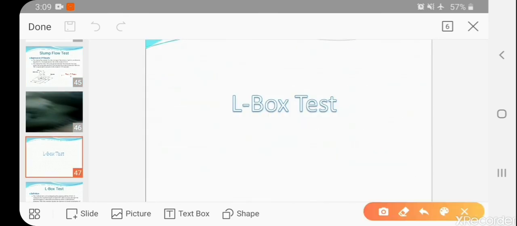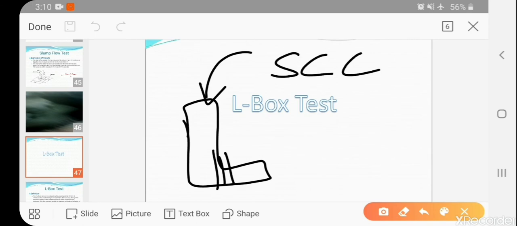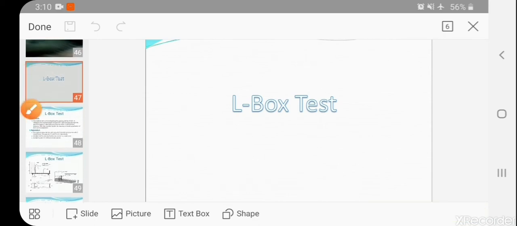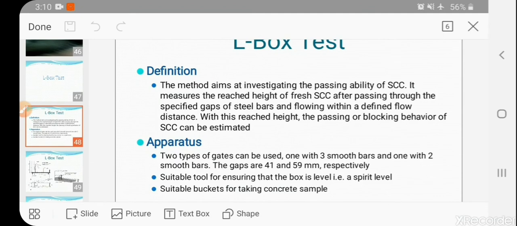Next, one more test is the L box test. As the name indicates, this test looks like an L box. Here there will be reinforcing rods. From the top of the box, we start filling the same SCC, same concrete, and check the results. Definition: the method is investigating the passing ability of SCC. It measures the reached height of fresh SCC after passing through the specified gaps of a steel bar.